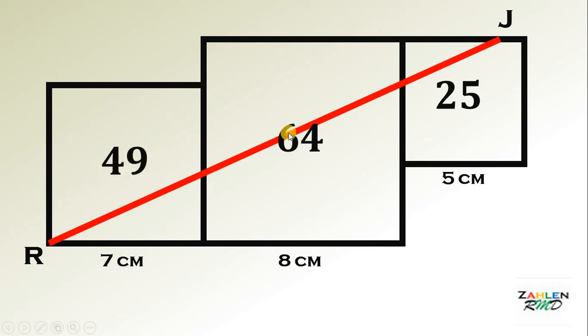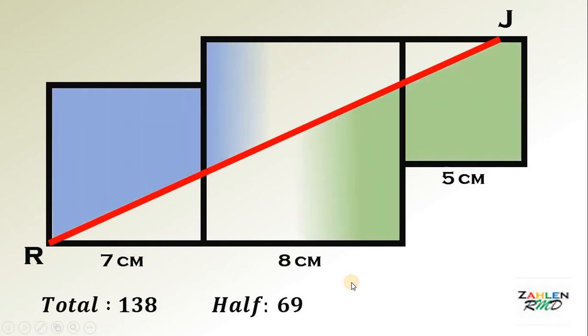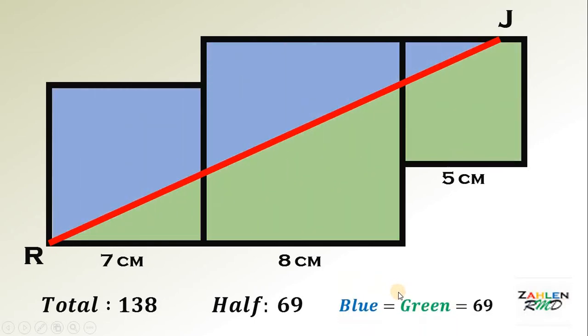The total area of these three squares is simply 49 plus 64 plus 25, or simply 138. Now since this segment RJ divides this figure into two equal areas, it follows that half of the area of this figure is simply 69 centimeters squared. It follows that the green and the blue region is equal to 69 centimeters squared. Now at this point, we need to complete this blue region so that we have a right triangle.